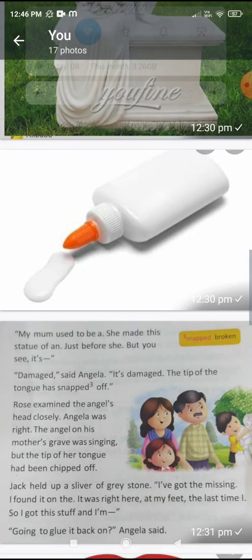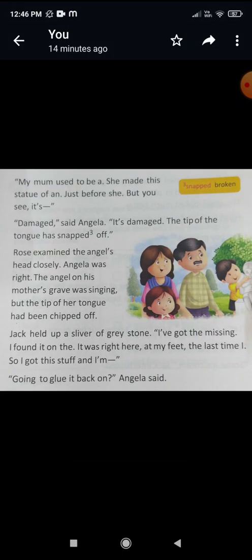Then Jack answered, my mom used to be a sculptor. She made this statue of an angel just before she passed away, but you see it's damaged. That is, what was damaged? The statue was damaged. As his mother was a sculptor, what did his mother do? His mother made a statue of an angel.